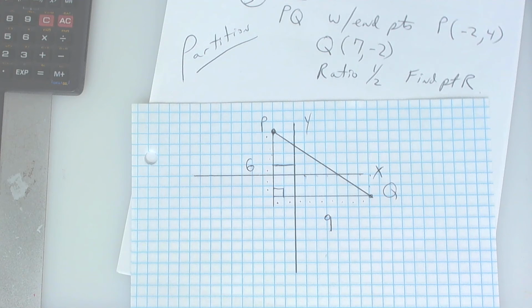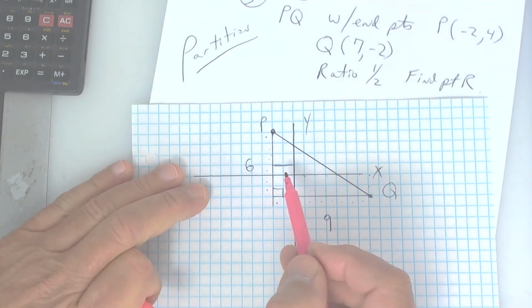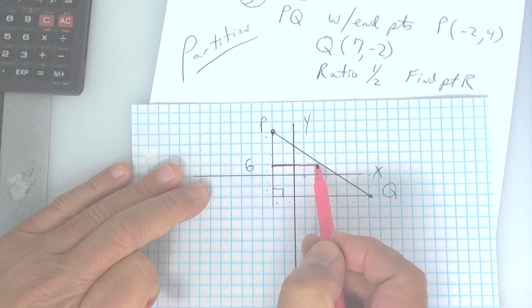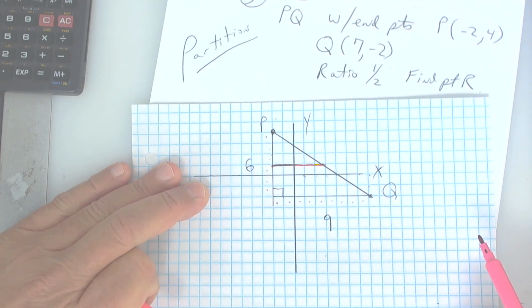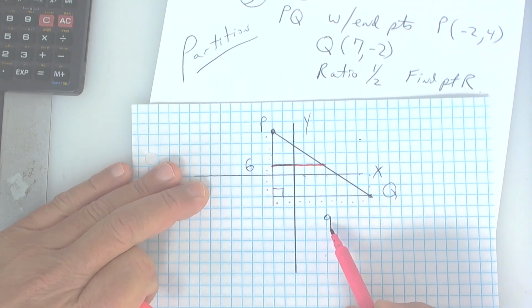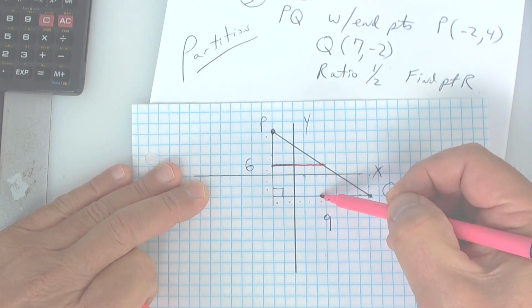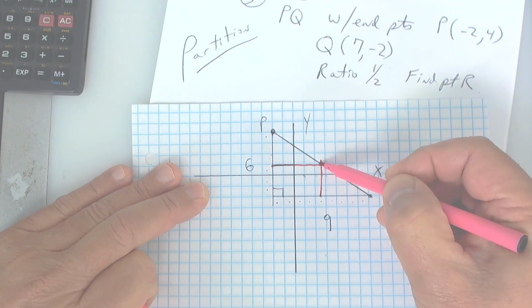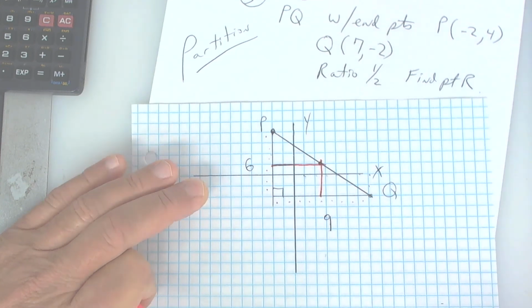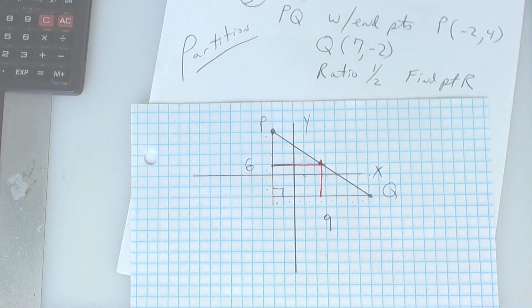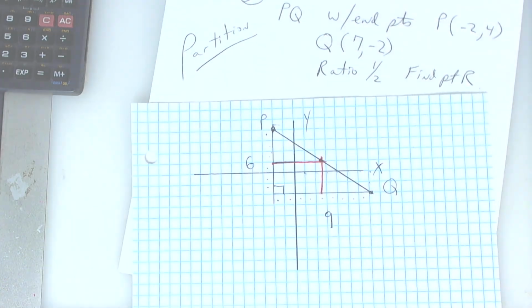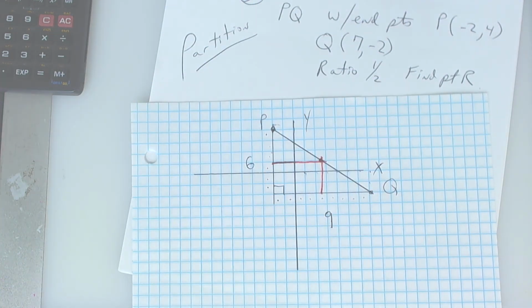I'm going to use a different color so you see. Halfway. Bam. That's my answer. Half of 9 is 4.5. So 1, 2, 3, 4.5 is here. There's my answer right there. Halfway. It's not hard. What did I do? I graphed it. I went halfway. I made a box.